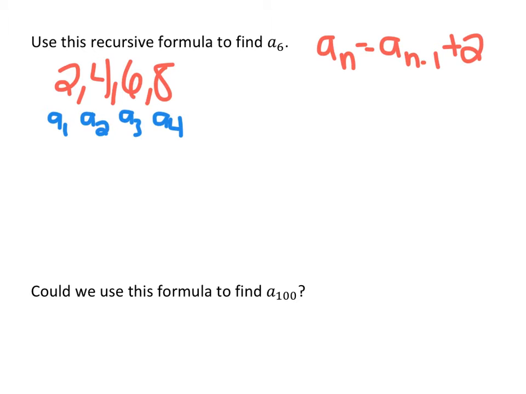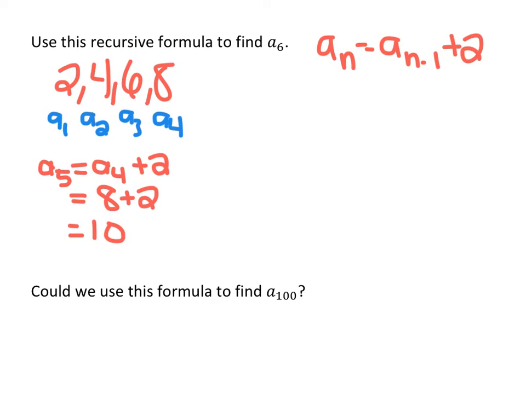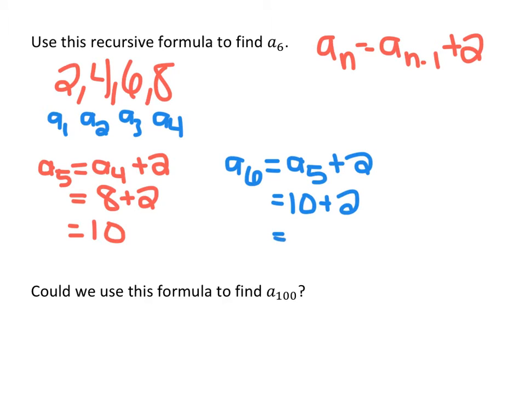So we can use A4 to find A5. So A5 is going to be A4 plus 2. A4 is 8 plus 2, so A5 is 10. Now we can use A5 to find A6. So A6 will be A5 plus 2. A5 is 10 plus 2 gives me 12. So A6 will be 12.